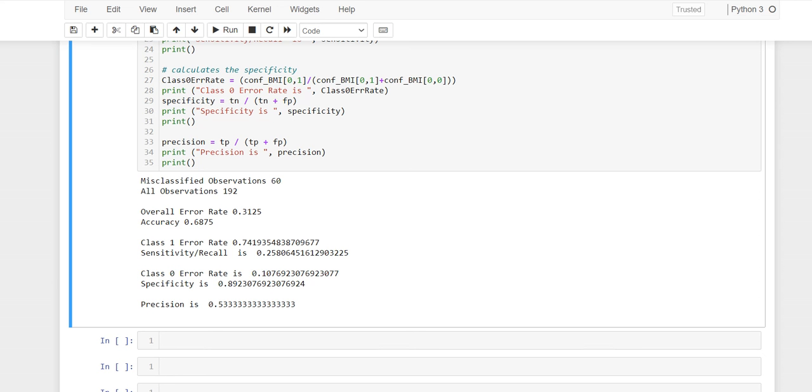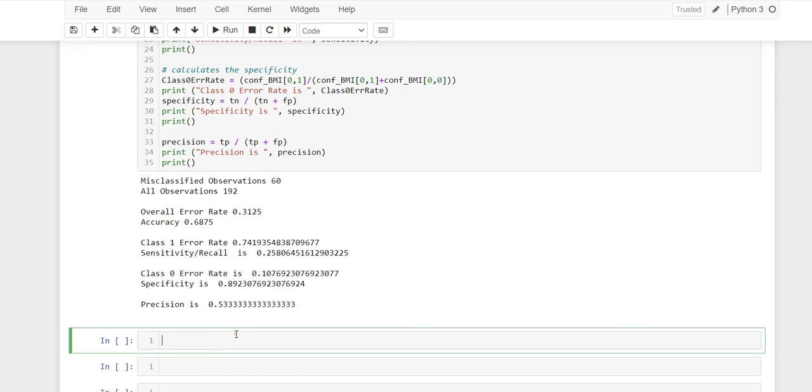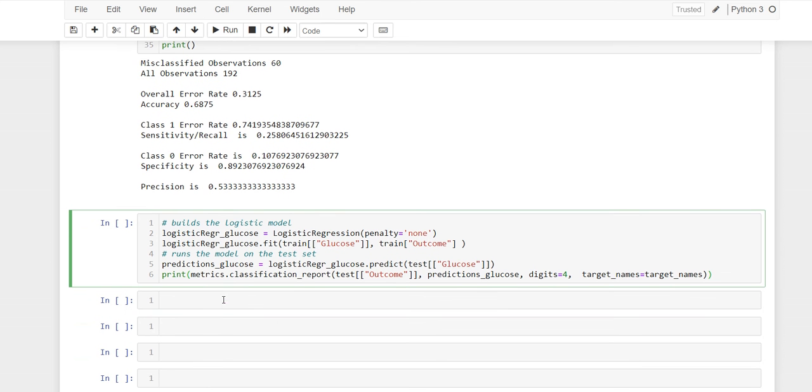So let's switch gears and build a logistics model based off of our glucose predictor, now that we know how to do that. So I'm going to go ahead and copy and paste some code. First, I'm going to build my logistics model trained on my glucose data, create my predictions with my glucose test data, and last part, print out a classification report.